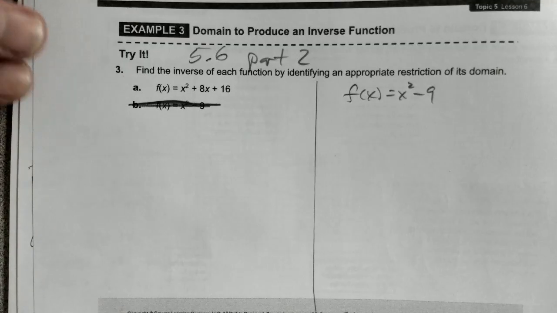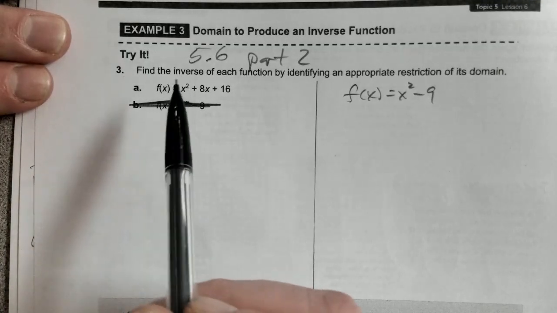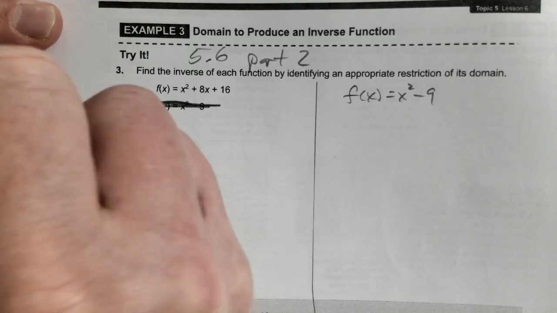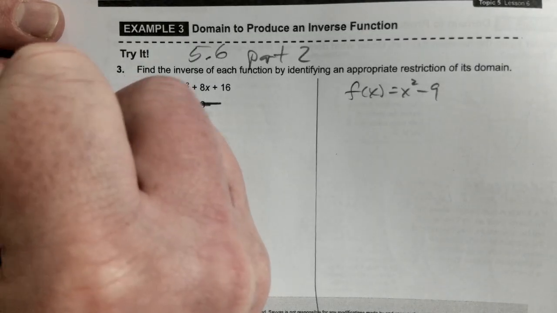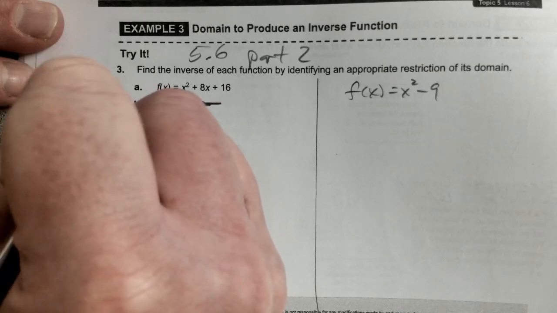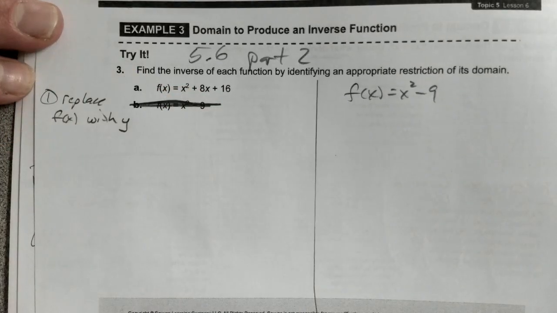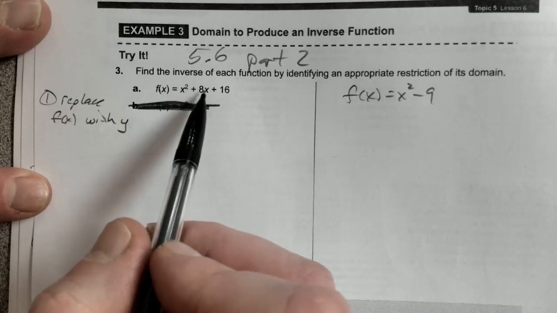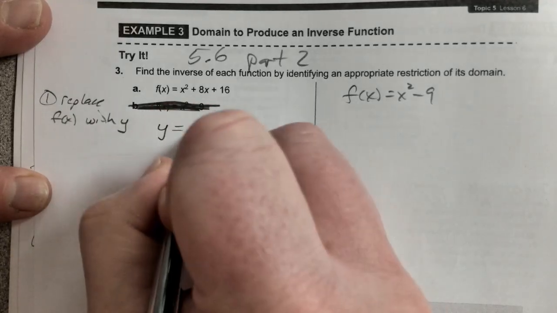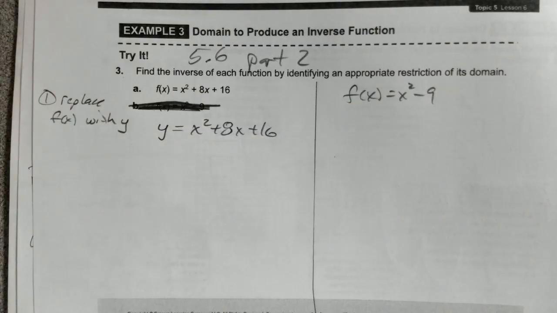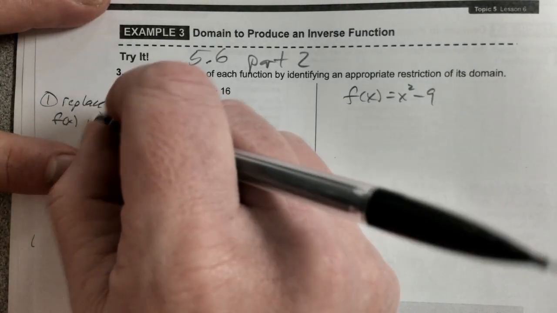As a friendly reminder, whenever I algebraically find an inverse, the first thing I'm going to do is replace f of x with y. So instead of f of x equals x squared plus 8x plus 16, I'm going to write it as y equals x squared plus 8x plus 16. It looks like wish and not with. My bad, chat.